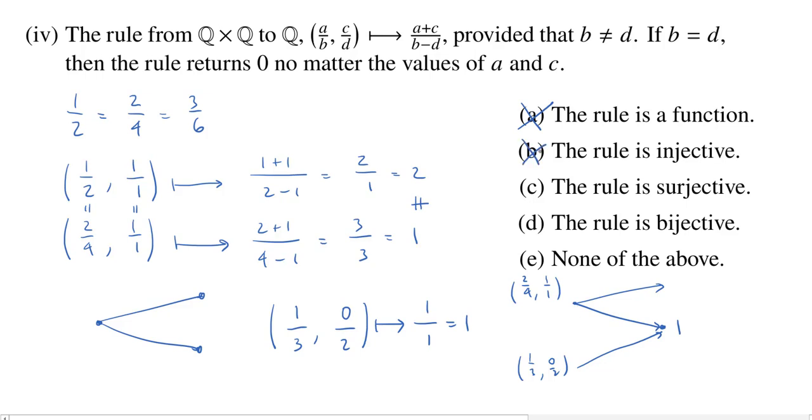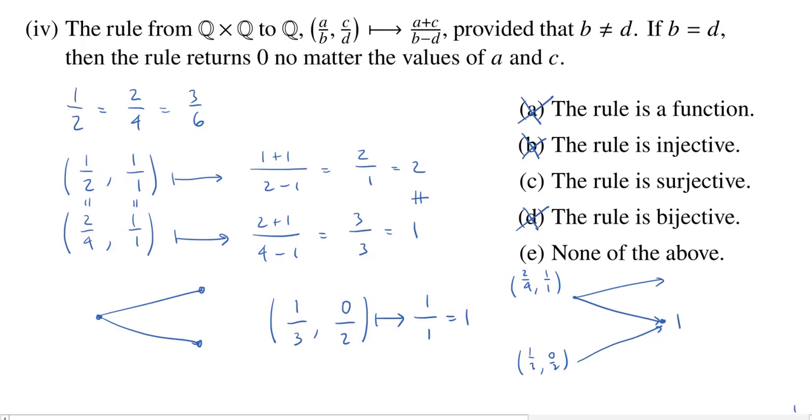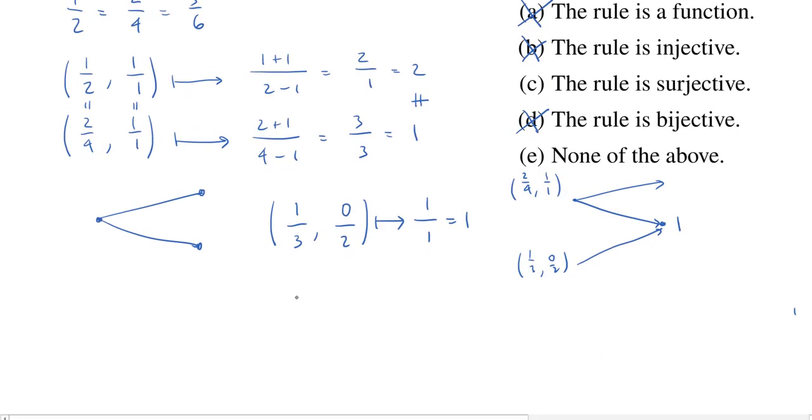In any case, it's not injective, which of course immediately rules out it being bijective. All right, how about surjective? Can we get every possible rational number as an output? Well, let's see. If I wanted to get some rational number, it's going to look like A over B. That's what an arbitrary one looks like.